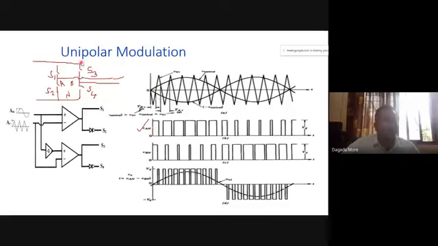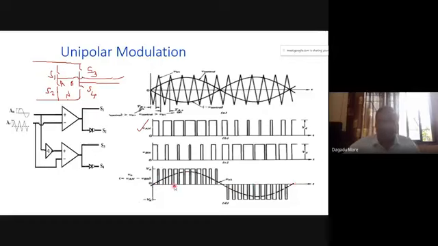Similarly, when S3 is on, VBN is positive. In the second waveform, where the modulating wave is less, S4 is on, so it will be 0. So VBN also varies between plus VDC and 0. Now for the output VAB: VAB will be VAN minus VBN, and that will be our output voltage.